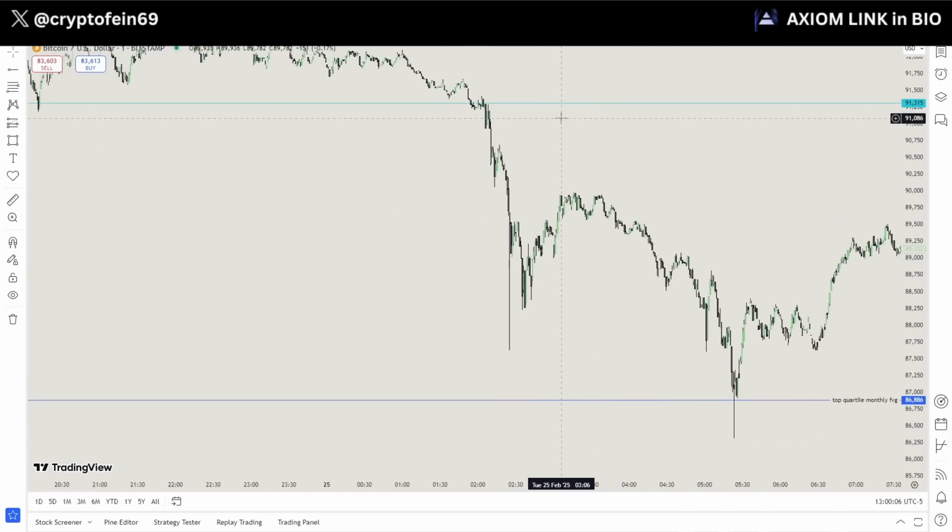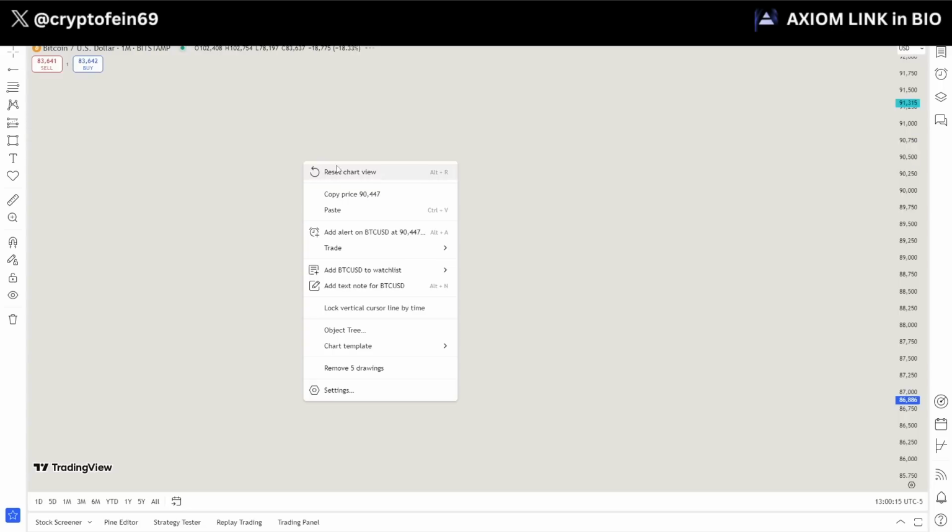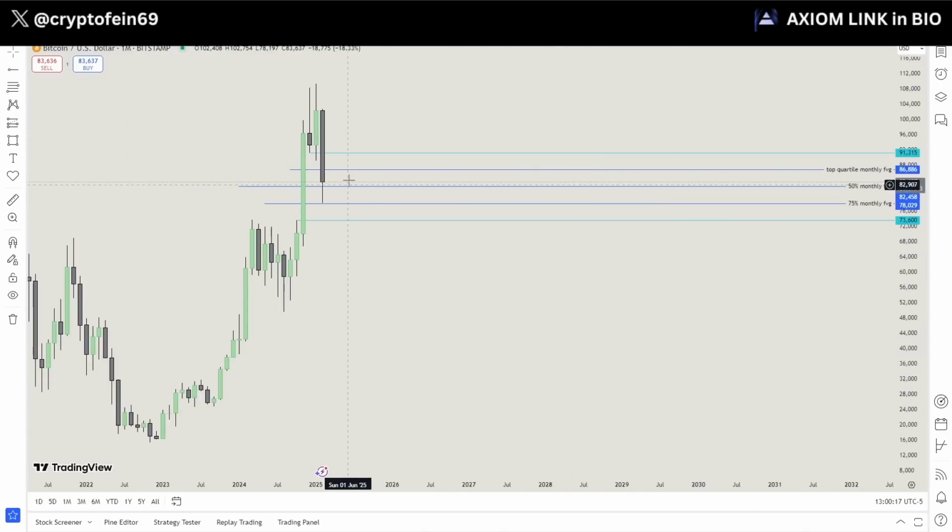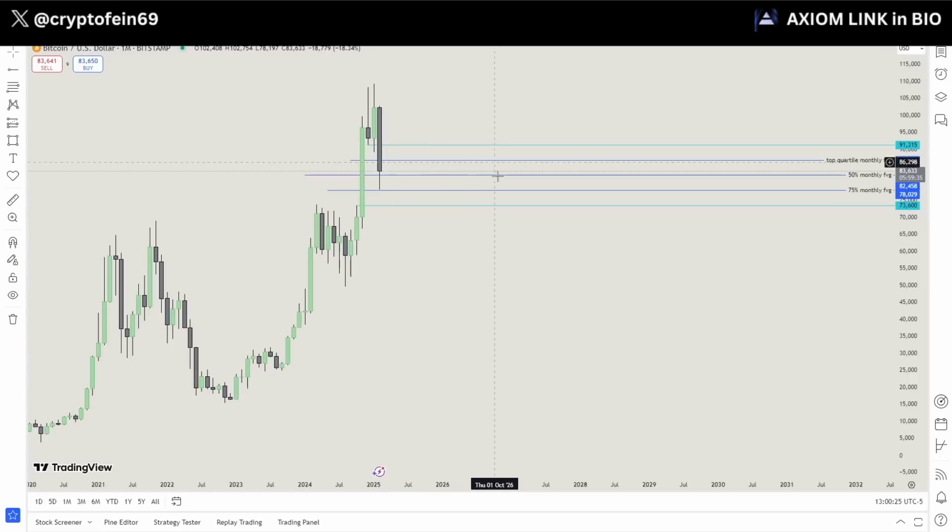Well, what do we know about the markets? The markets want to move level to level, liquidity to liquidity, inefficiency to inefficiency. And you're like, Chris, these are just lines. Yes, but scroll back out. These are the lines of the monthly fair value gap. What's a fair value gap? We discussed it. It's inefficiency. It's inefficient price.